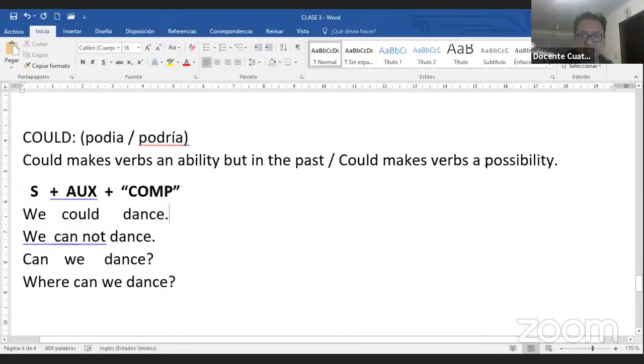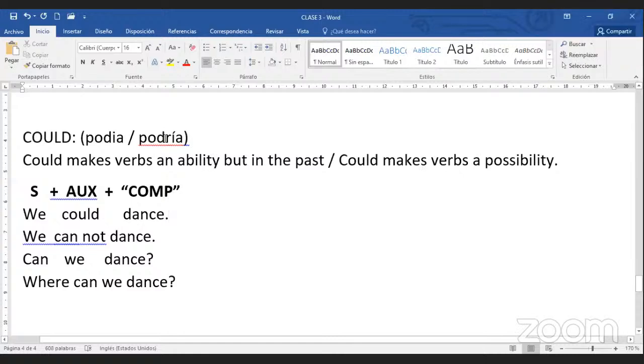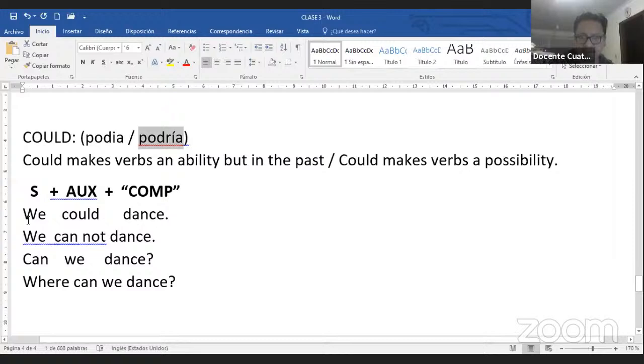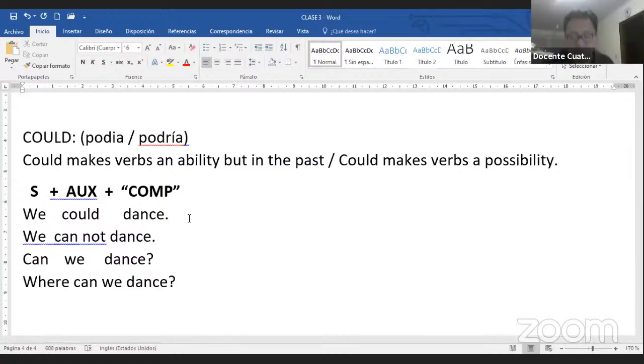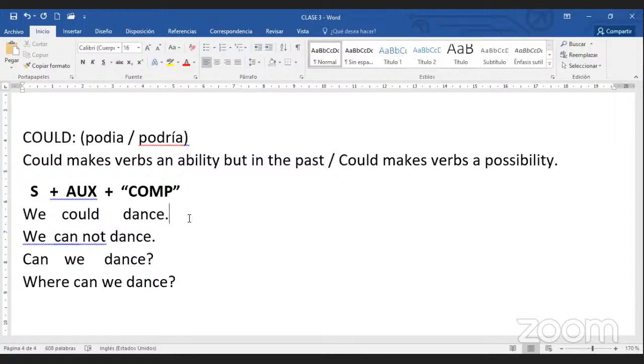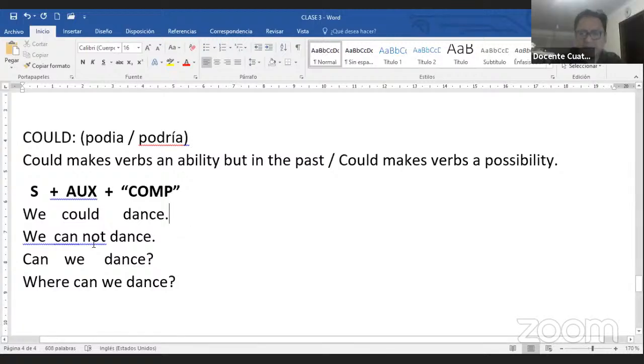The next is the possibility. You understand could as podría. So we could dance in Spanish. Nosotros podríamos bailar. Exactly, it's a possibility. Nosotros podríamos bailar, hay la posibilidad de que bailemos. Es posible. You understand? Very good.